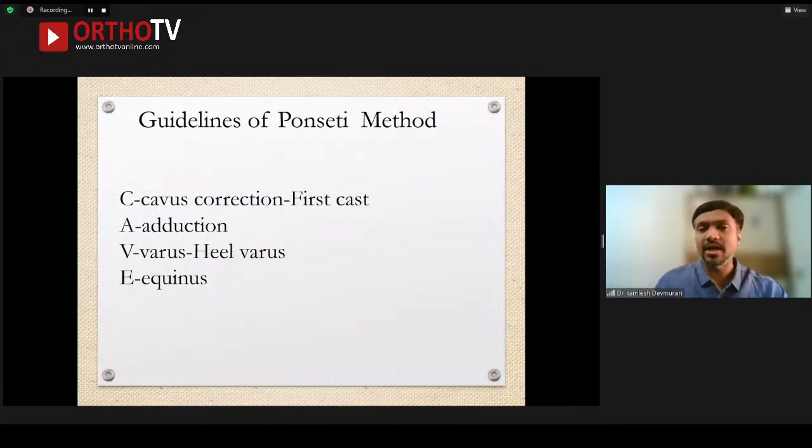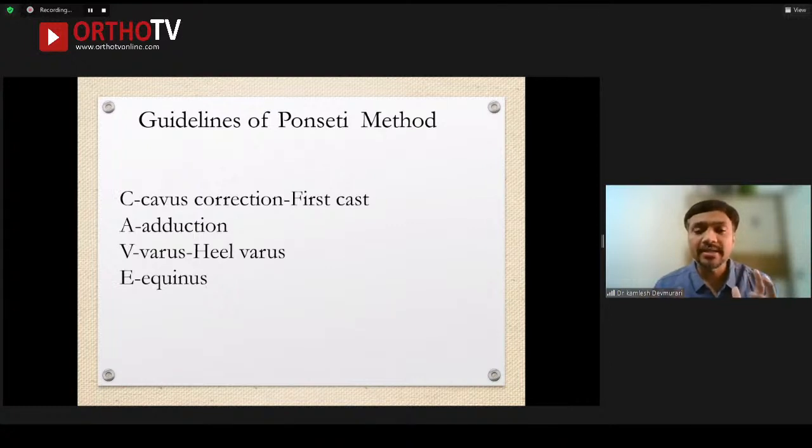We all know how it works. This is a sequential thing: cavus, adduction, varus and equinus. It's a mixture of 4 deformities. So how will we correct? The first plaster should be cavus correction. I will show in a later demonstration how we will correct. Then 2 or 3 to 4 plasters for your adduction and varus.